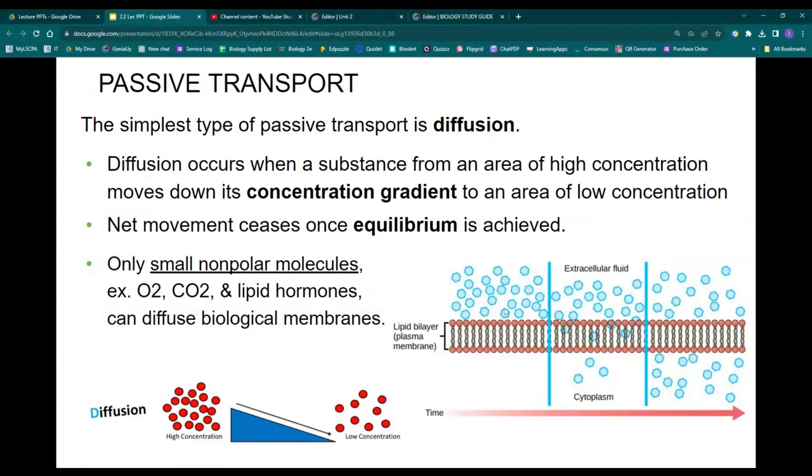So here in this image, we had a whole bunch of this molecule on this side. It is able to cross the phospholipid bilayer directly, which leads me to believe that it's either oxygen, carbon dioxide, or some kind of fat-based hormone. And it's going to move to this open area because it's not as crowded over here. But once both sides become equally crowded, or we have reached equilibrium, then it will cross with no net movement, meaning this one can cross this way and this one can cross this way, at equal rates.